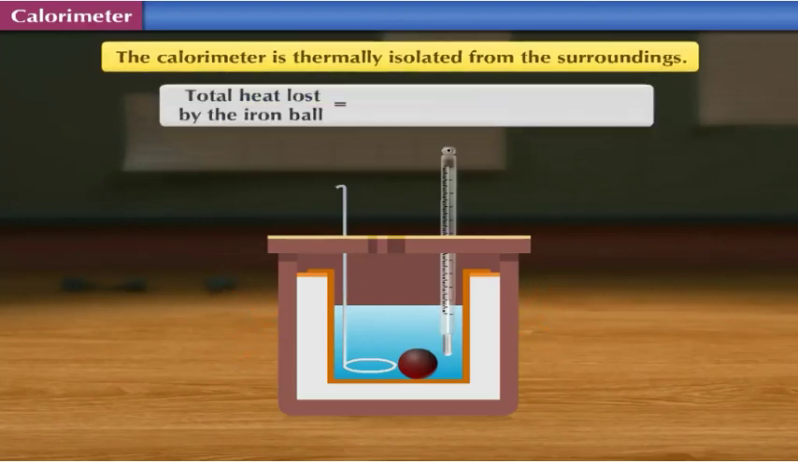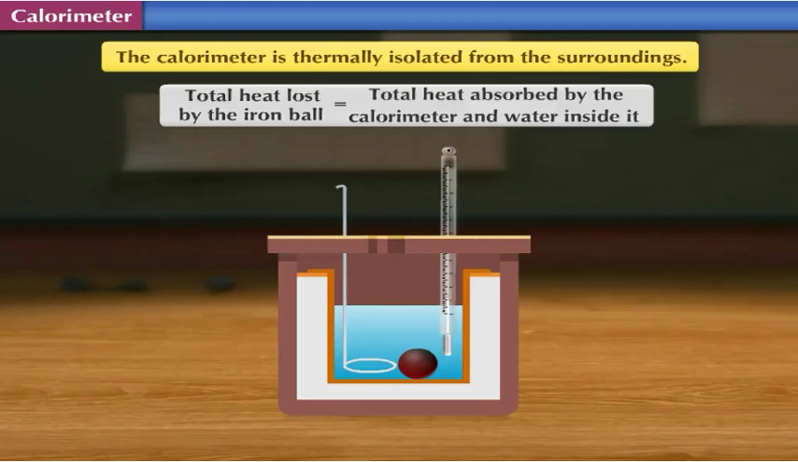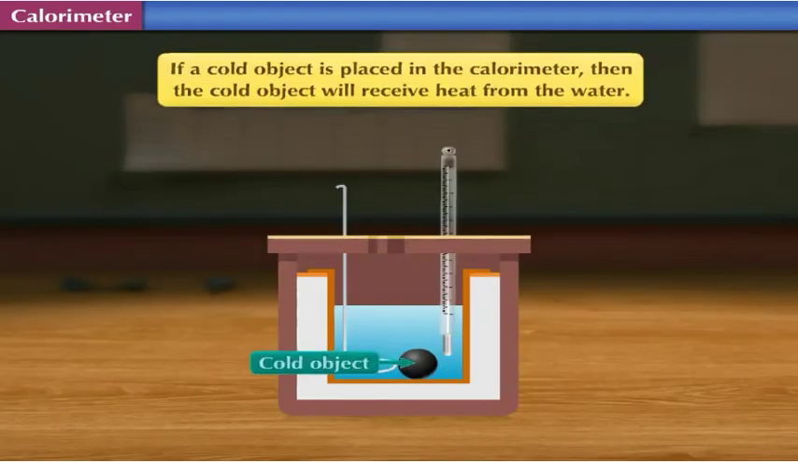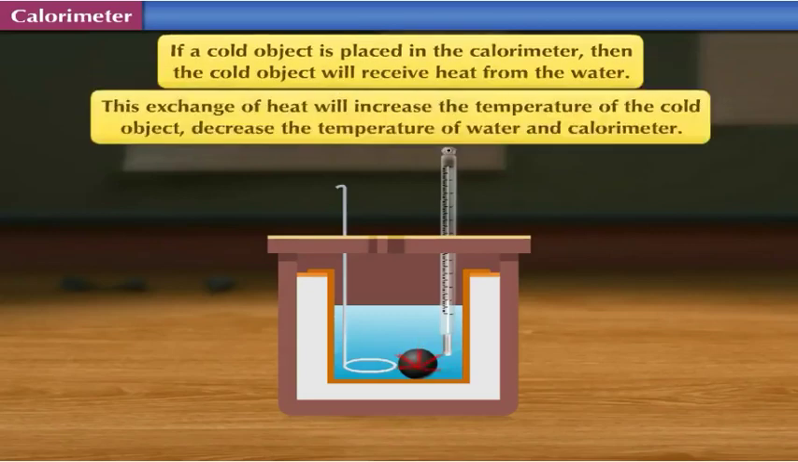The total heat lost by the hot object, that is iron ball, is equal to the total heat absorbed by the calorimeter and water inside it. If instead of a hot object, a cold object is placed in the calorimeter, then the cold object will receive heat from the water. This exchange of heat will increase the temperature of the cold object, and decrease the temperature of water and calorimeter.